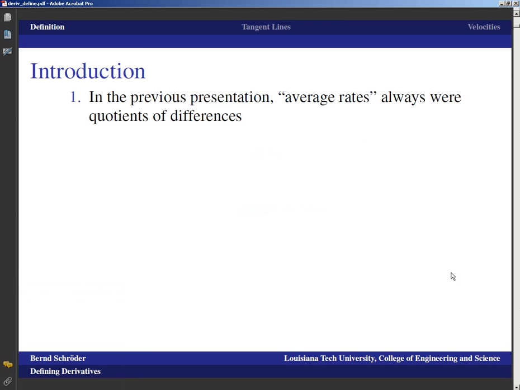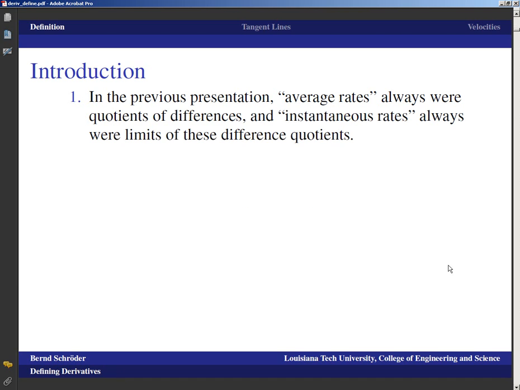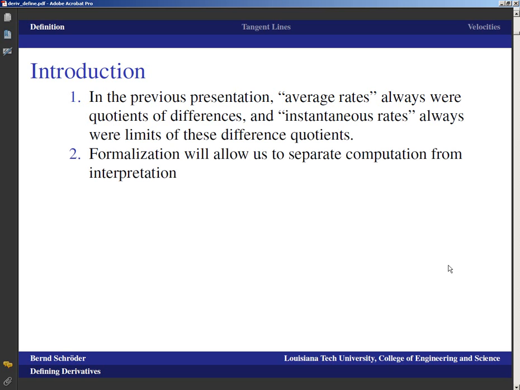Well, we've seen in the previous presentation that these average rates that we talked about, slopes of secant lines, average rates of change, average velocities, were always quotients of differences. And instantaneous rates, instantaneous rate of change, instantaneous velocity, as well as the slope of the tangent line, those were limits of these difference quotients. Well, if we formalize that now, we will be able to separate computation from interpretation, which is nice.